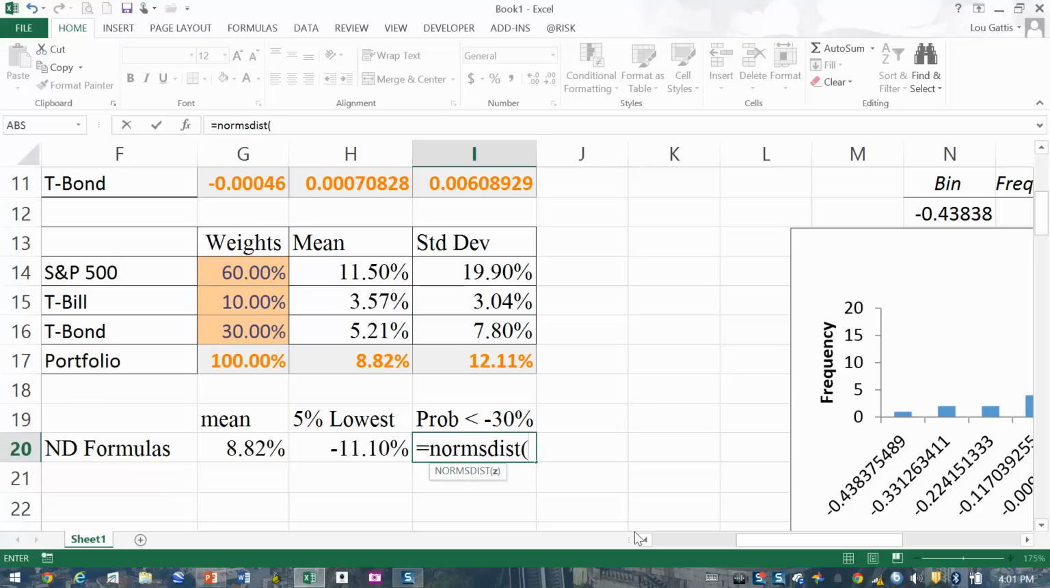And I'll figure out how many standard deviations it is away from its mean. Minus 30%. Subtract the mean. That'll give me minus 38%, divided by the standard deviation. So minus 38% is about 3 standard deviations away. That probability is about 0.07%.